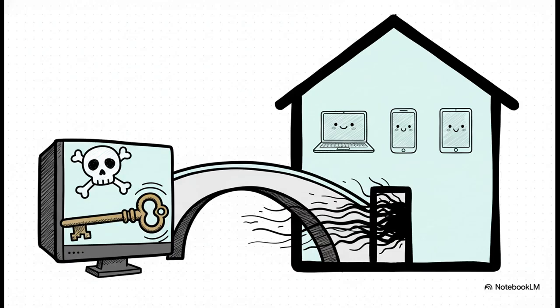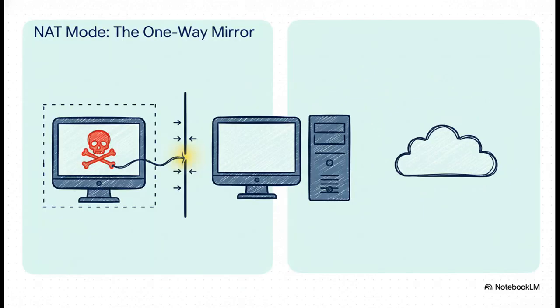First up, we've got bridged mode. The best way to think about this is that you're giving your virtual machine a key to your house. It gets its own IP address directly from your home router, just like your phone or your laptop. Now that's great if you want to run a web server that everyone in your house can get to. But for analyzing malware, oh boy, it's the absolute worst choice. It puts that dangerous code on the exact same network as every other device you own. Big yikes.